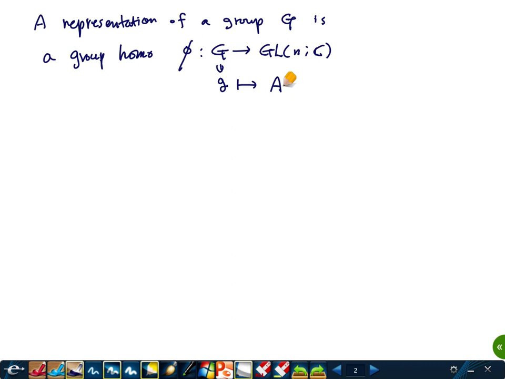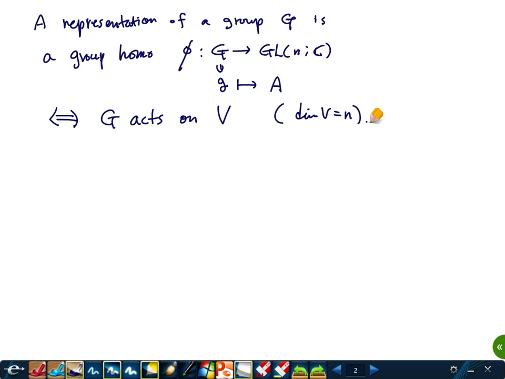So in some sense, a representation of a group means we somehow embed this inside a matrix group. So we want to think of this as a group of matrices. And in fact, this is equivalent to saying that G acts on a vector space V, where the dimension of V is n.